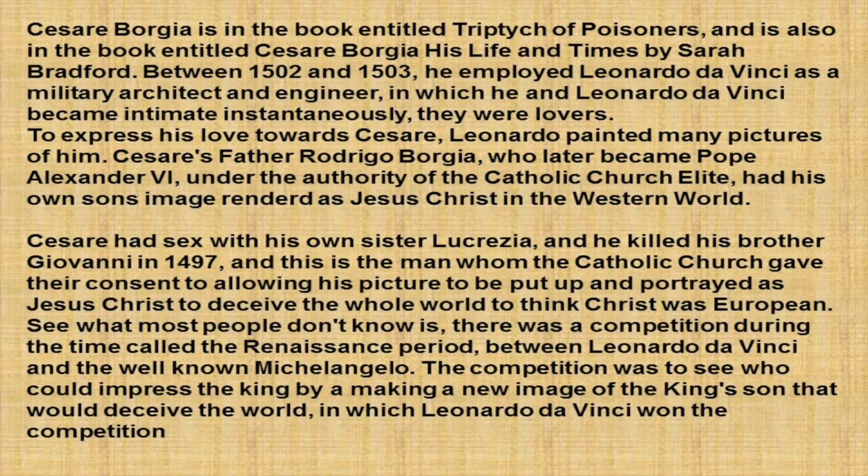Cesare Borgia is in the book entitled Triptych of Poisoners, and also in the book entitled Cesare Borgia, His Life and Times by Sarah Bradford. Between 1502 and 1503, he employed Leonardo da Vinci as a military architect and engineer, in which he and Leonardo da Vinci became intimate instantaneously. They were lovers. To express his love towards Cesare, Leonardo painted many pictures of him. Cesare's father, Rodrigo Borgia, who then became Pope Alexander VI, under the authority of the Catholic Church, had his own son's image rendered as Jesus Christ for the Western world.